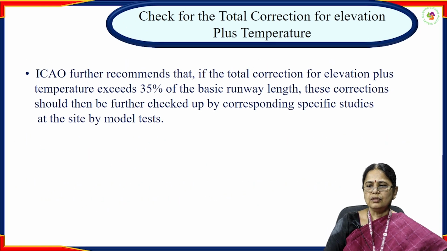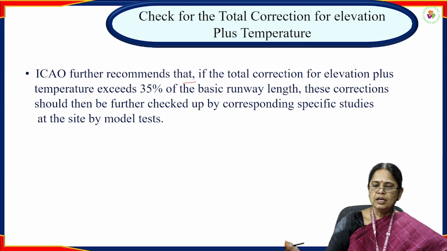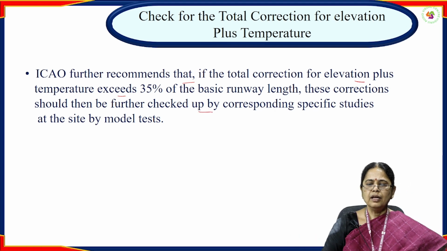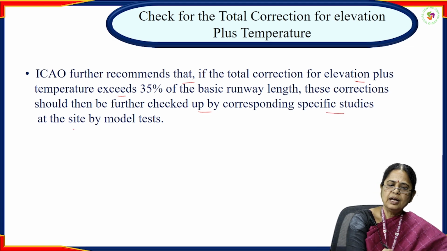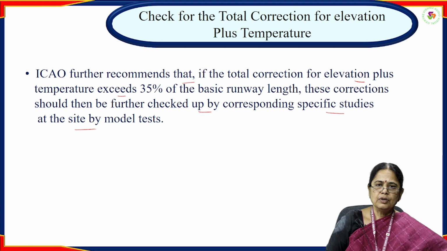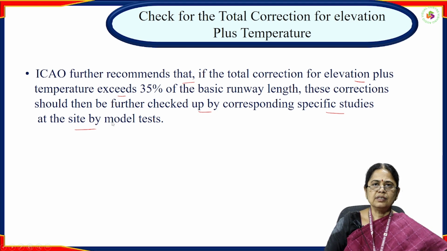Check for total correction for elevation and temperature. ICAO further recommends that if the total correction for elevation plus temperature exceeds 35% of the basic length, the correction should be further checked by specific studies at the same site, by model tests. So, the increase in basic length should be less than 35% of the basic length of the runway.